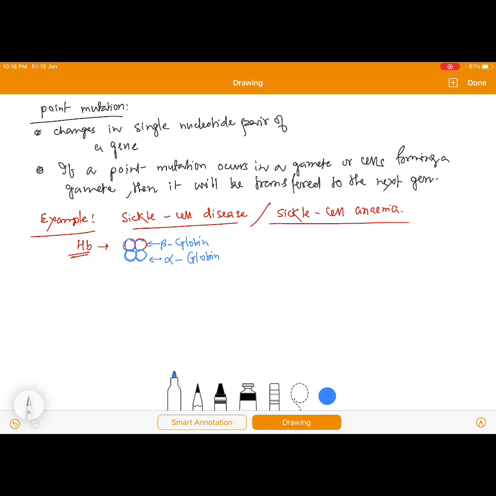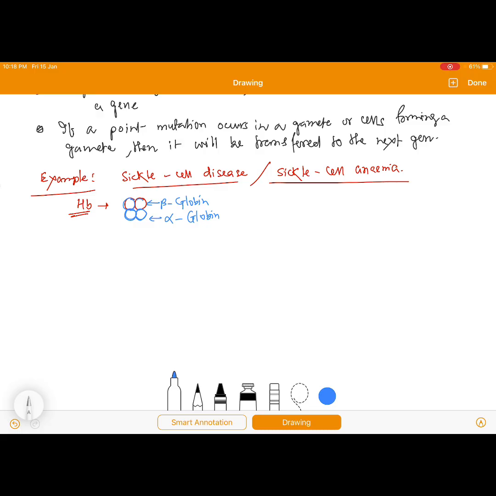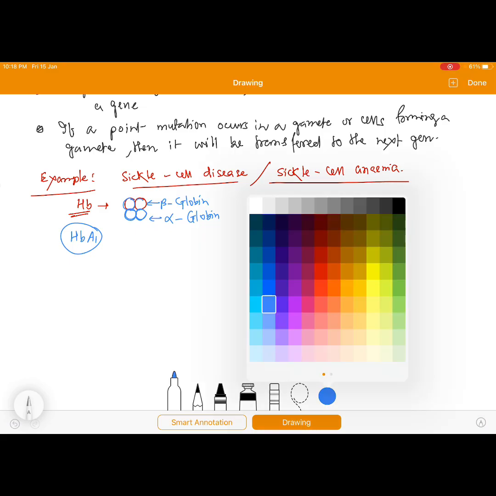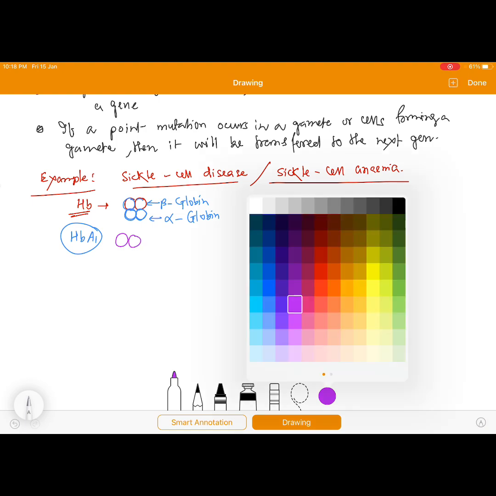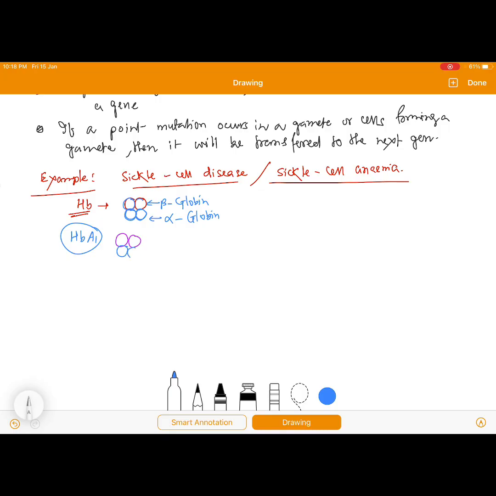Now the normal hemoglobin in an adult is known as HbA1. This hemoglobin is made up of two normal beta subunits, two beta globins, and two alpha globins which are also normal, and because of that the entire hemoglobin is normal. But due to some point mutation, this HbA1 may be converted to HbS, which ultimately forms the sickle shaped RBC.